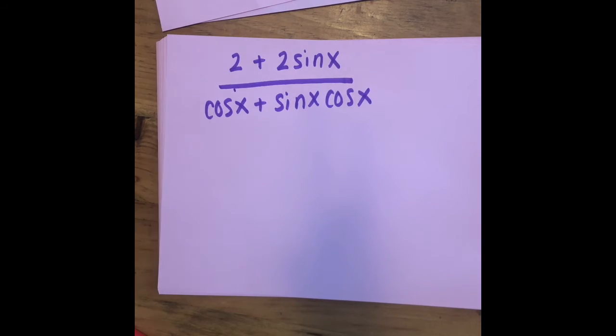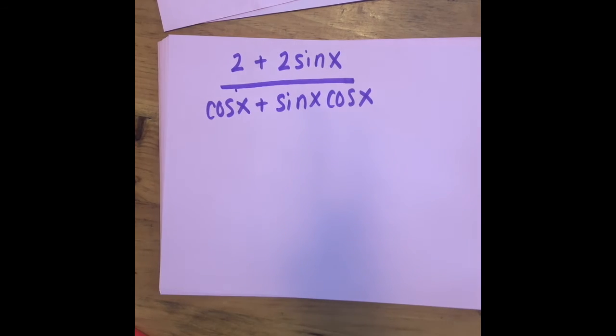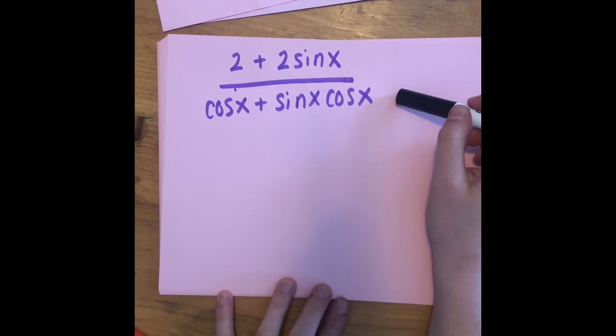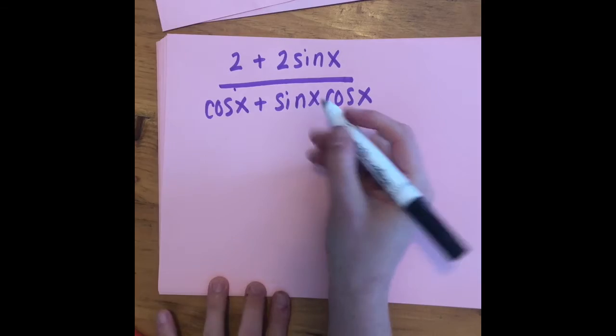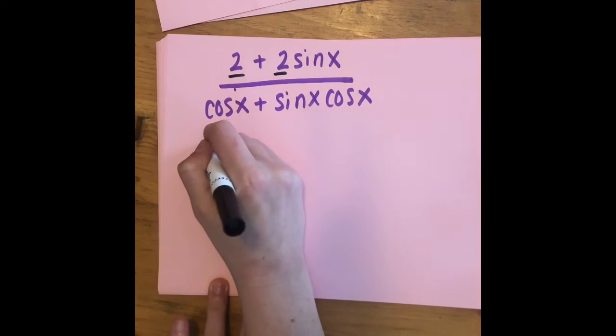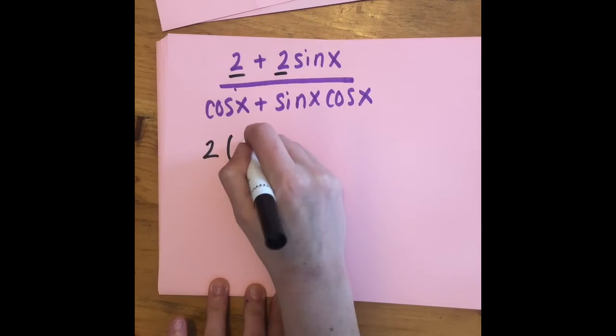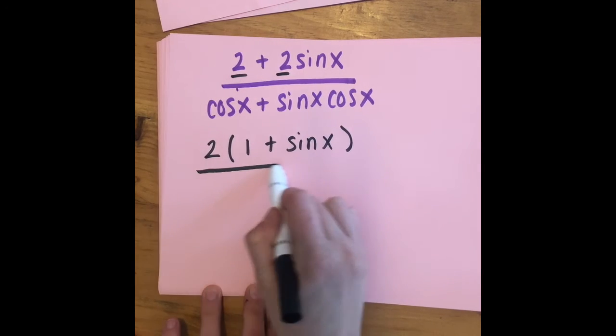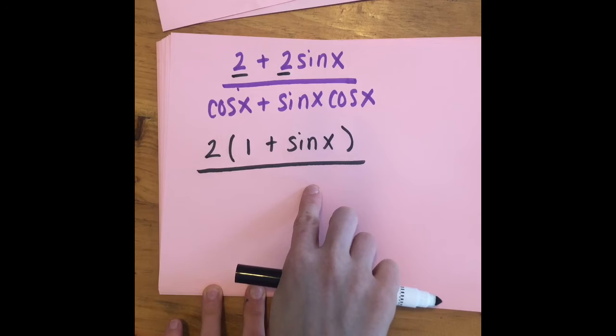What we realize at this point, if we can't use the identities anymore, if there's no more Pythagorean identity, if there's no more reciprocal or cofunction, then at this point we're looking to factor. What is the same in the numerator in both terms, and what is the same in the denominator in both terms? Well, in the numerator, I can pull out that 2, and I'm left with 1 plus sine x. That is telling me that I'm trying to get 1 plus sine x in the denominator as well.